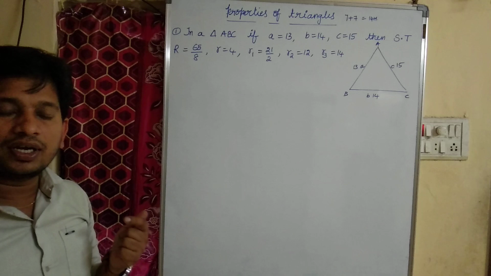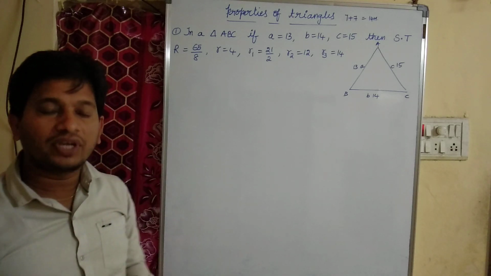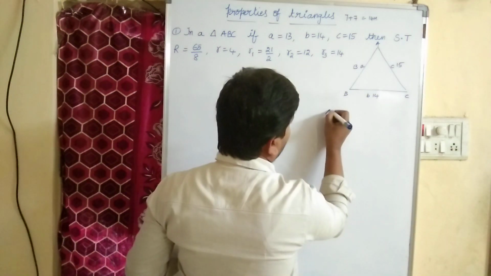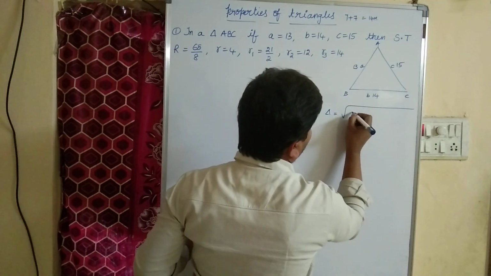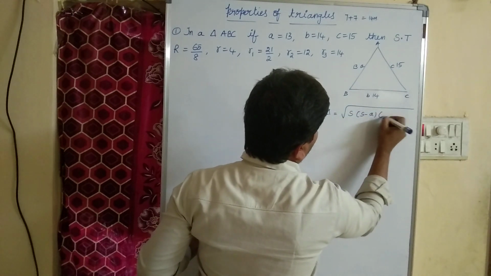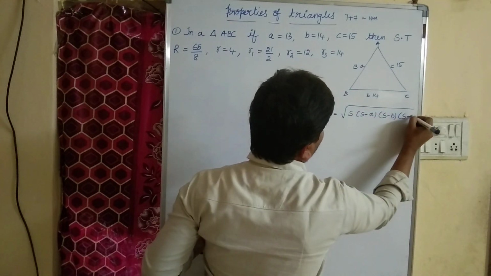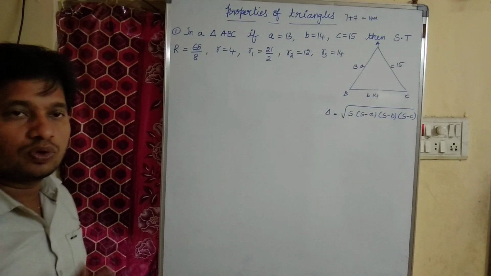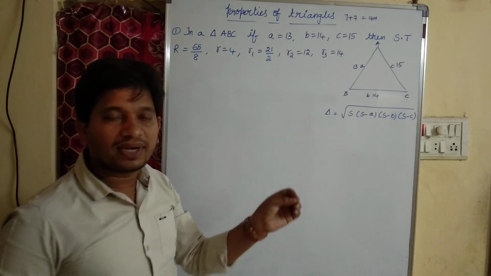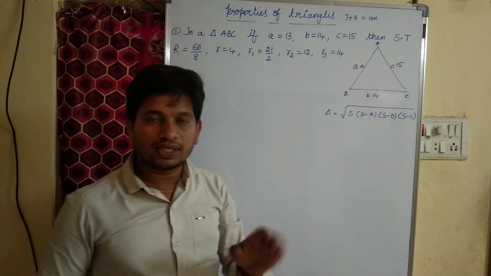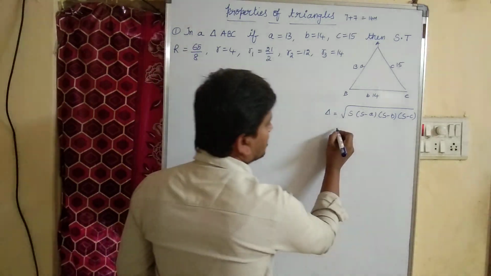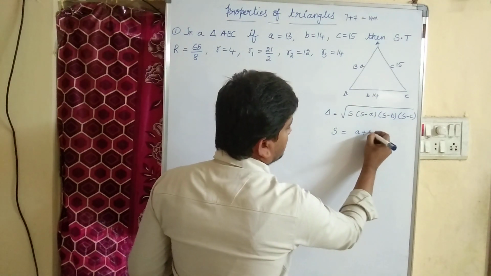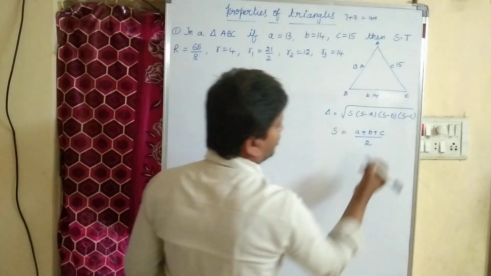If the sides of a triangle are given, we can find the area of the triangle by using Heron's formula, that is delta equal to root over s into s minus a into s minus b into s minus c. Do you know what s means here? S is called the semi-perimeter, a plus b plus c by 2.